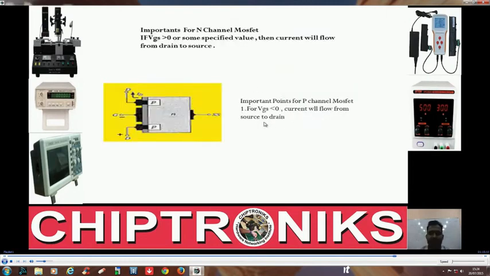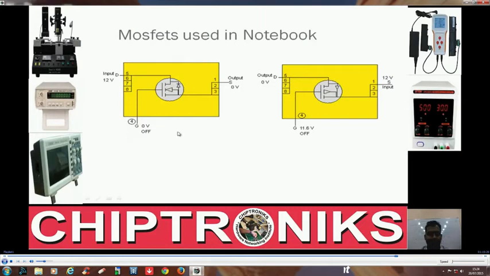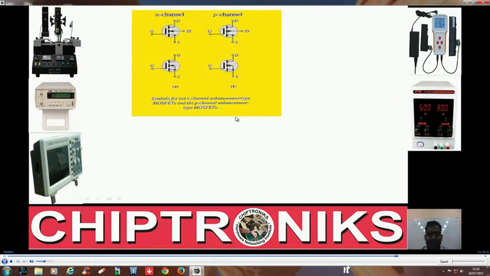So in a P-channel MOSFET, current will flow from source to drain. This should be source, this is wrong. Source to drain only when VGS is negative. VGS is negative means voltage at gate is less than voltage at source. And this is the representation of MOSFETs. As I said, if the arrow is pointing in, that means an N-channel MOSFET, and if the arrow is pointing outside, it means a P-channel MOSFET.